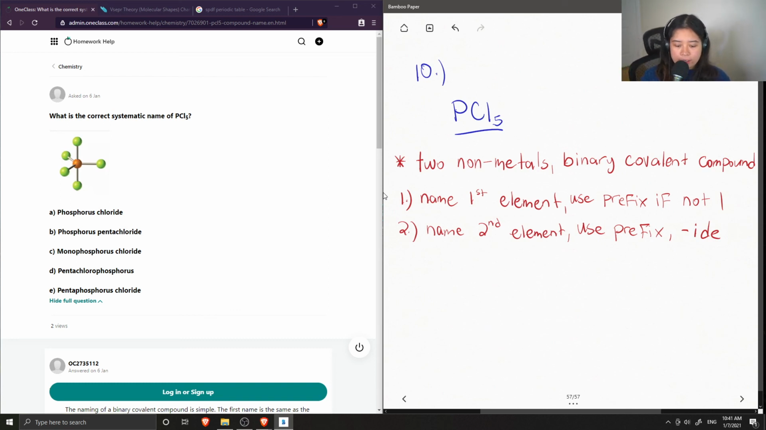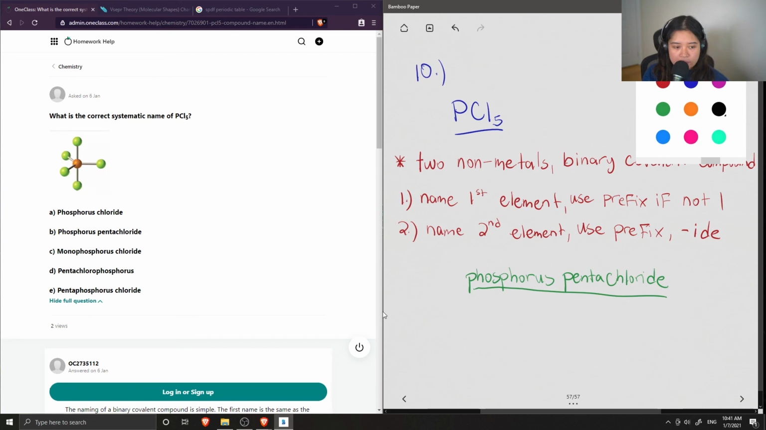So in our case, the first step is to name the first element. So we have phosphorus. And there are 5 chlorine atoms. So it's going to be penta. And then we name the second element, chlor, and then instead of "-ine", we put "-ide". Phosphorus pentachloride.